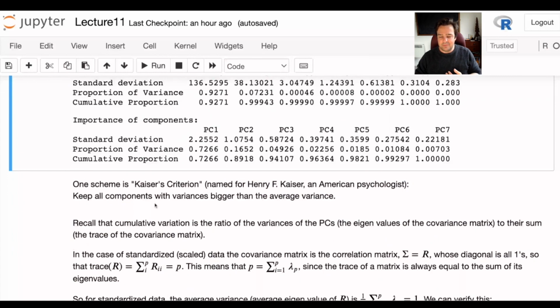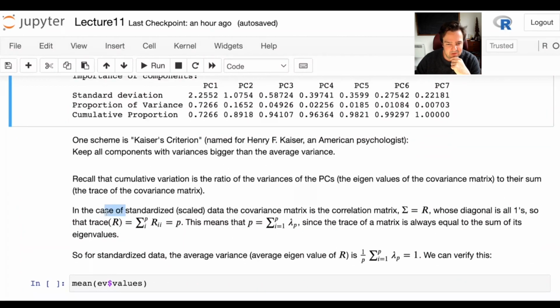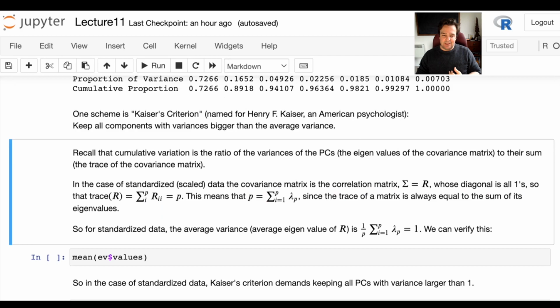Another scheme that people use, named after this guy called Kaiser, is Kaiser's criterion: you always keep a principal component if its variance is bigger than the average of the variances of all of the principal components. For scaled data, that works out in a really simple way. You can look at the mathematics here. Roughly what happens is that for scaled data, you keep components that have variances larger than 1. That's what this works out to. You can read through that and see that that's the case.